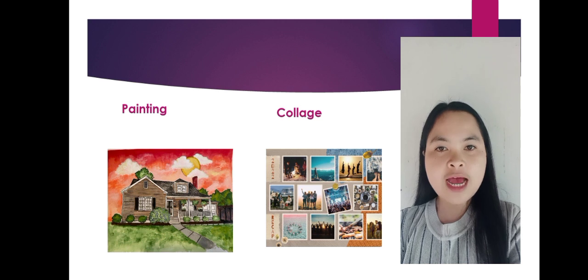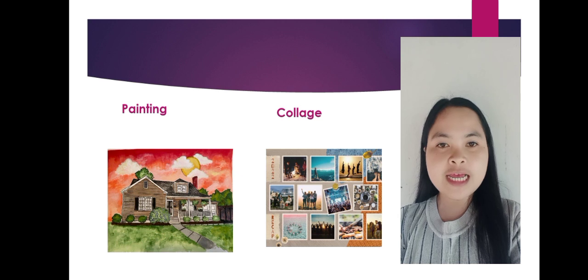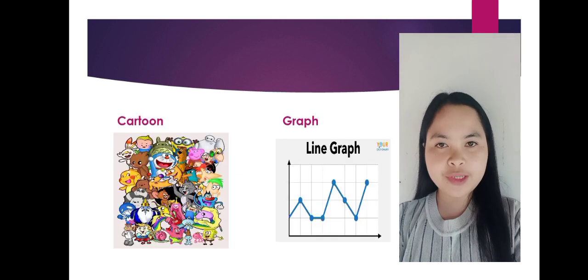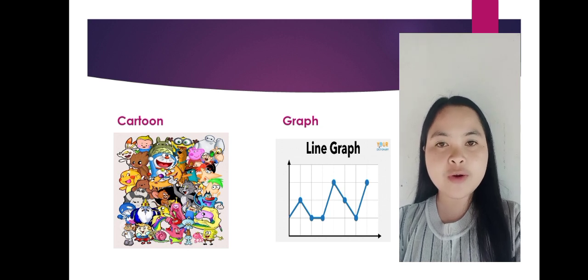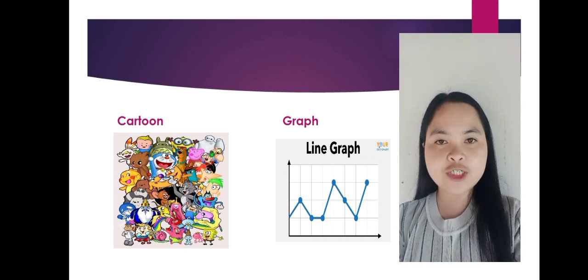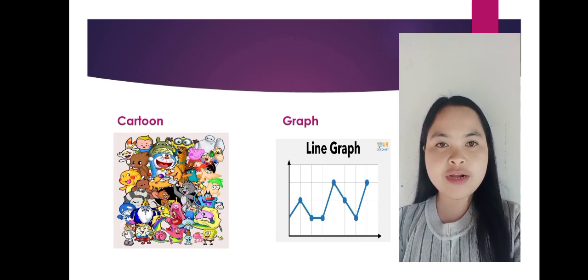Next, collage. This is putting together various different pictures, such as photographs or pieces of pictures, in a single frame to create creativity. Next, cartoon. A popular choice for materials aimed at a younger audience or for kids, as they are engaging, making content more relatable. Then, graphs. A visual representation of data that shows relationships between different variables.